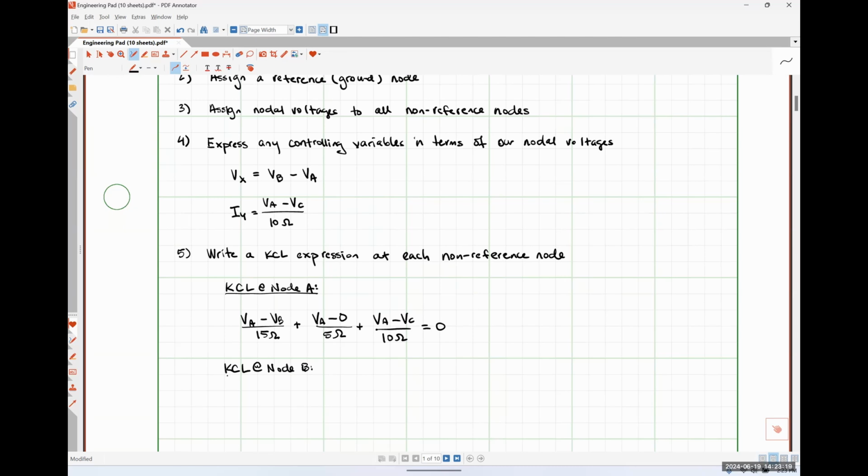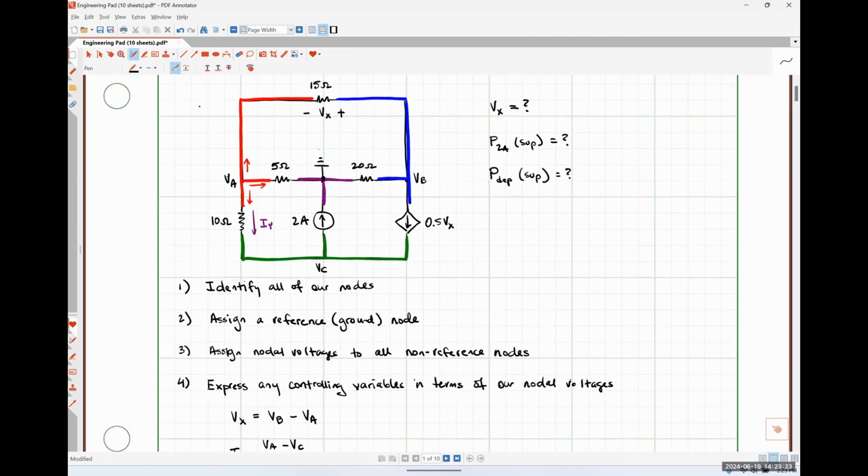at node B. So KCL at node B, let's see, that's the blue node. I'm going to have this current flowing up, this current flowing to the left, and this current flowing down. So let's start with the current flowing up. Could somebody tell me what the current flowing up and through the 15 ohm resistor is going to look like?